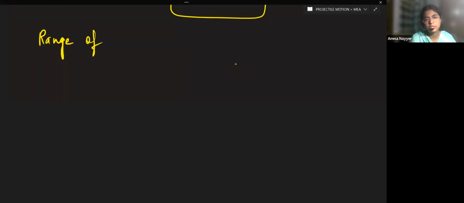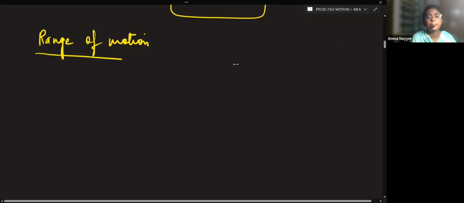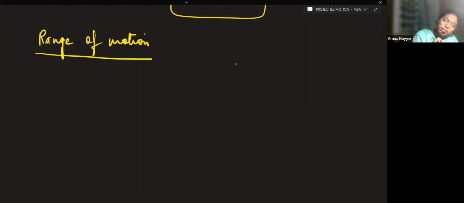Range of motion. Range is the maximum horizontal distance that is covered. That was in your angular projection, range of motion was the same. Here also range.